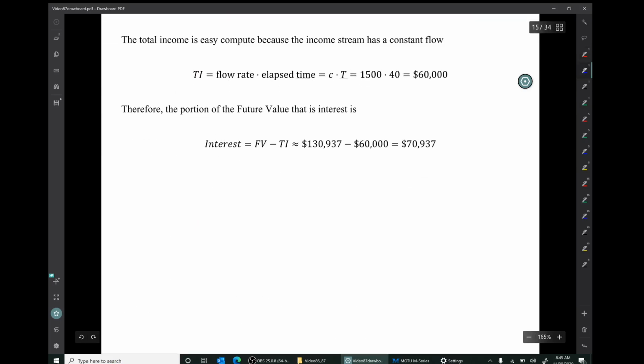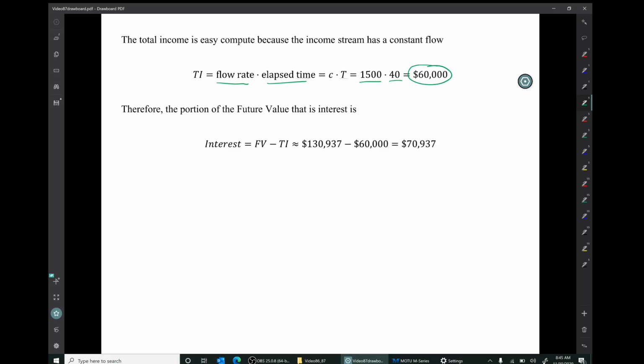The total income is easy to compute because the income stream has a constant flow. So the total income is just simply the flow rate times the elapsed time. So $1,500 times 40 years. So $60,000 is the total income.